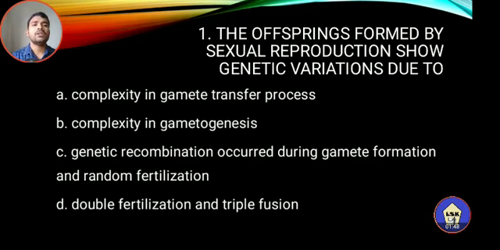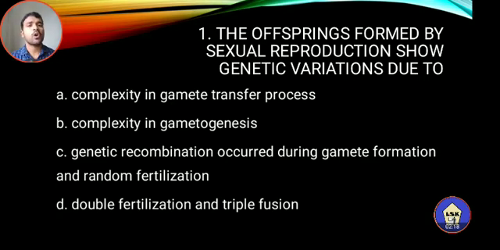Option C, genetic recombination occurred during gamete formation, especially in the prophase 1: leptotene, zygotene, pachytene. During the leptotene, the bouquet stage is observed. Zygotene, the pairing of homologous chromosomes. In the pachytene stage, the crossing over takes place, followed by the diplotene and diakinesis. So genetic recombination during gamete formation is one reason, and random fertilization is another reason. So this should be the right answer.